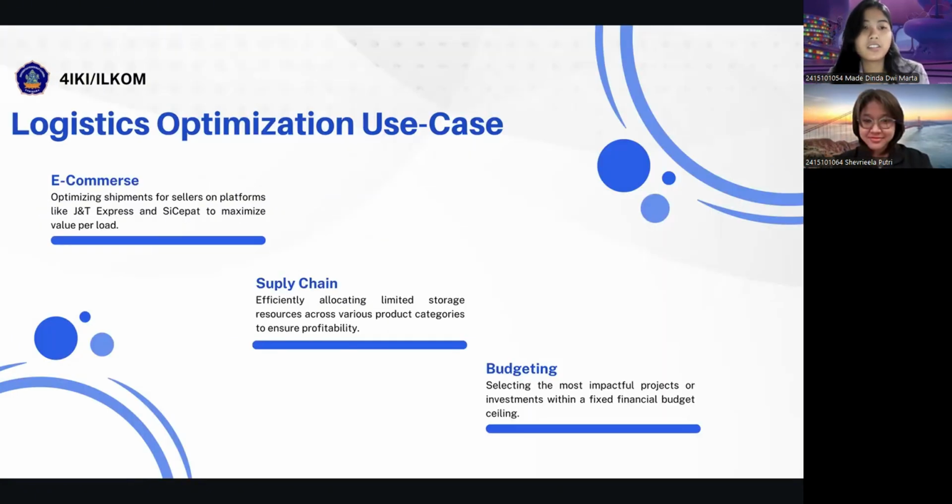Okay, this is not just a math puzzle. It has real world uses. For example, in logistics, companies like GNT Express or Si Cepat need to decide which packets to put in a delivery truck to maximize the value of the shipments. It is also used in budget planning, where you have limited money and want to choose the best project to fund, and in supply chain to efficiently allocate limited storage resources across various product categories to ensure profitability.